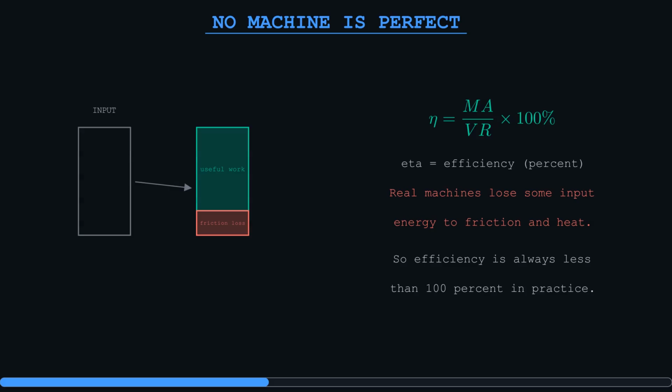Efficiency is mechanical advantage divided by velocity ratio, expressed as a percentage. In a perfect machine, all the input energy would appear as useful output work, but real machines always lose some energy to friction and heat, shown here in red. That means efficiency is always less than 100% in practice.